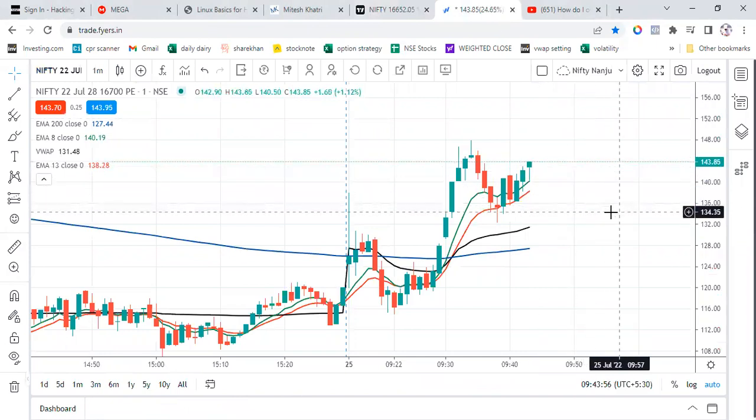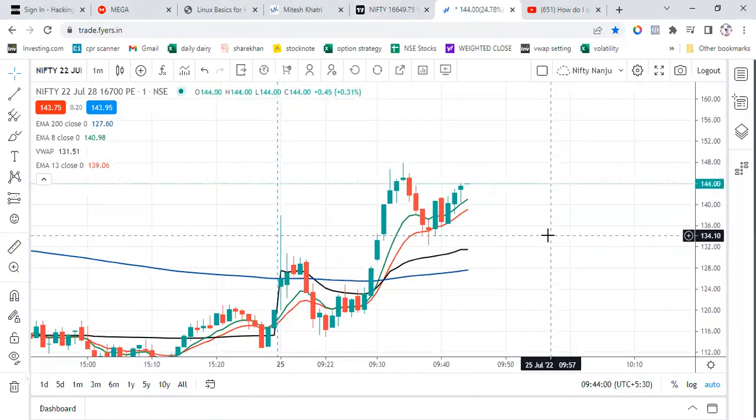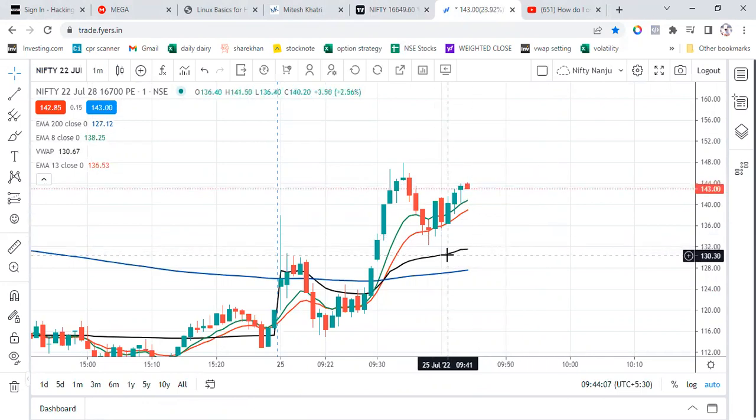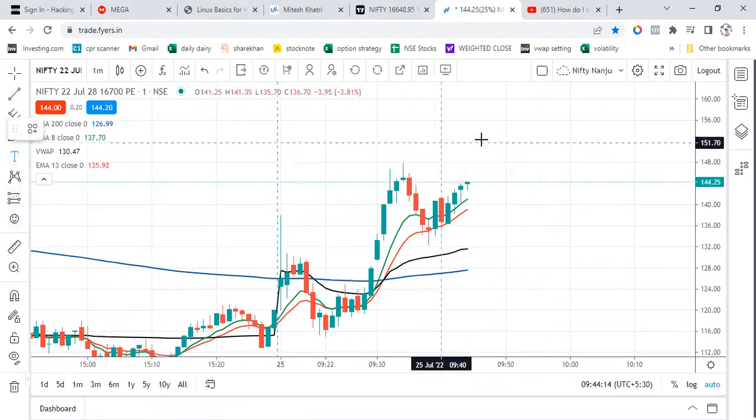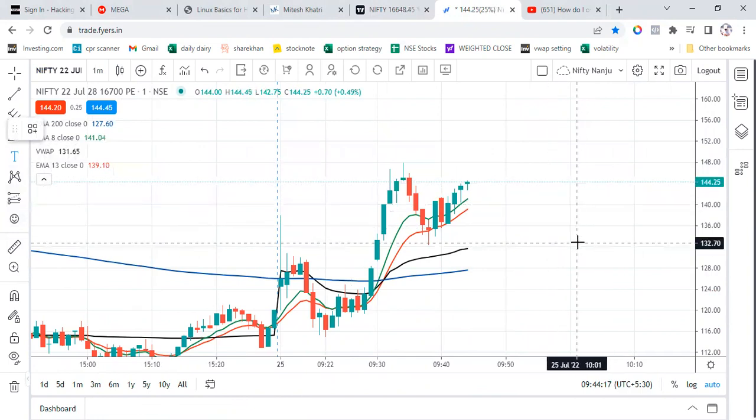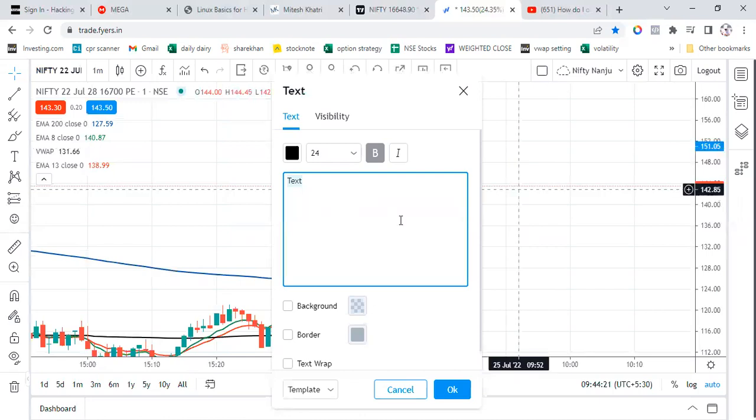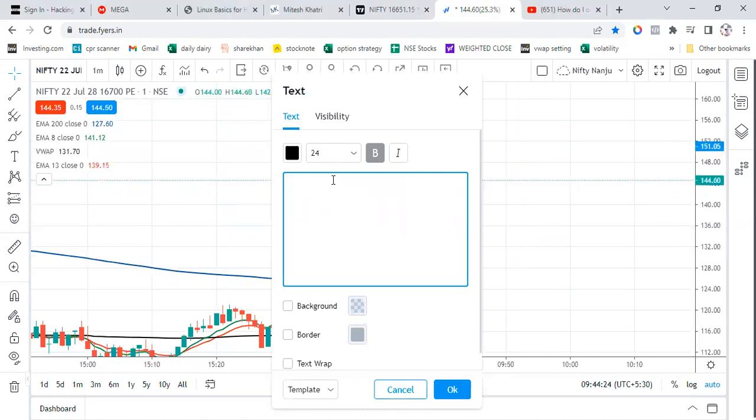I would like to buy a put option at 140. Buying the 16,700 put option at 140. Wait, 141. Let me buy at 141 with a stop loss of 136, to a target of around 154.